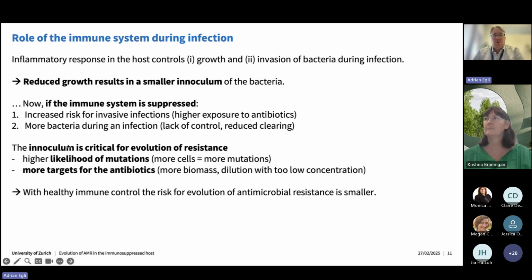Now, the inoculum is critical for the evolution of resistance because if the inoculum is big, then it's more likely that the bacteria can generate mutations because you have more cells under a certain selection bias, and therefore mutations will accumulate. You're going to see this actually later on in this mouse paper, which I mentioned in the beginning. And then on the other hand, you also have more targets for the antibiotics because there's more biomass and a certain amount of drug targets, so there's a relative reduction in the concentration.